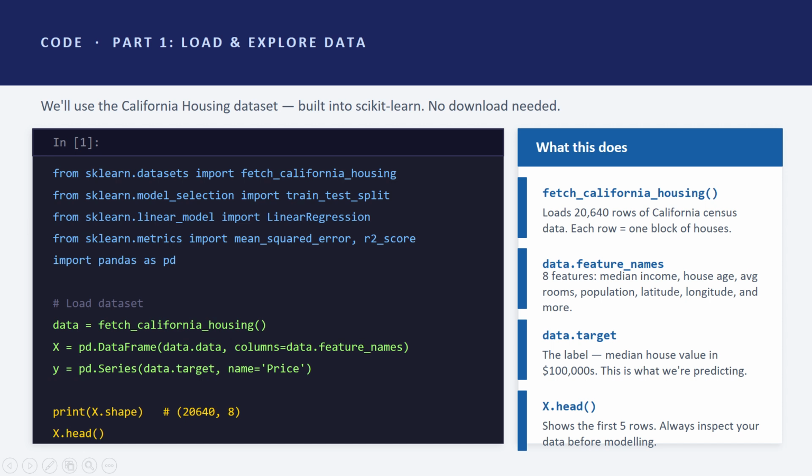Always call X.head(). Before training anything, look at your data. Know what's in it. The 8 features include median income, house age, average rooms per household, population, and geographic coordinates. Median income turns out to be by far the strongest predictor. We will see that in the weights.